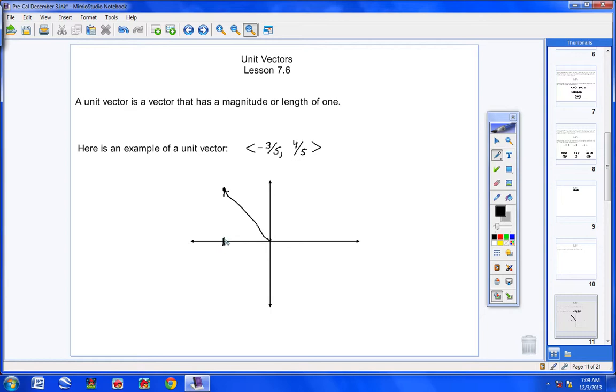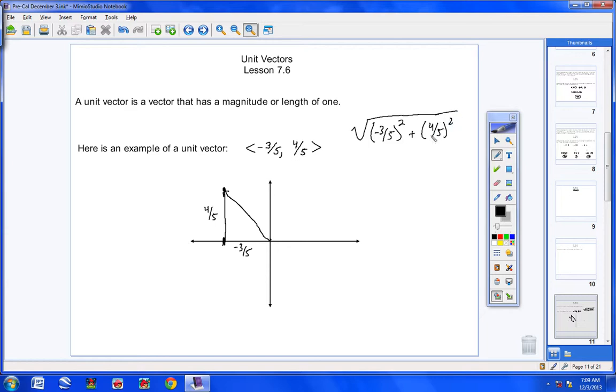And I went over -3/5 and I went up. I'm just drawing a triangle for no certain reason. I'm just trying to show you I went up 4/5, okay? And we're going to find how long this line is right here, okay? So remember how to find the magnitude? We would square -3/5 and we would square 4/5.